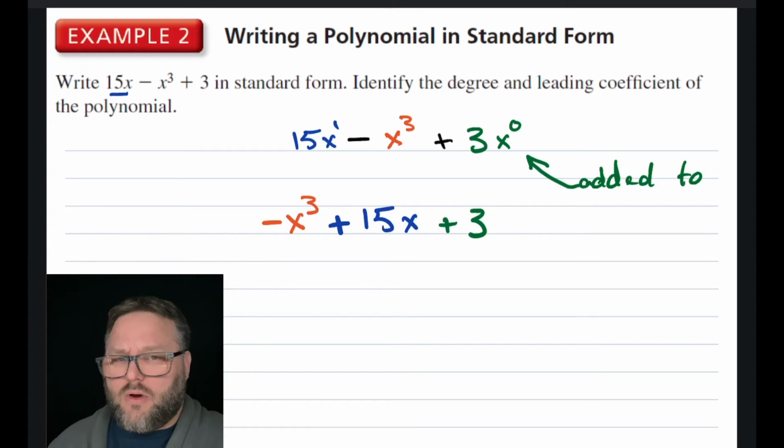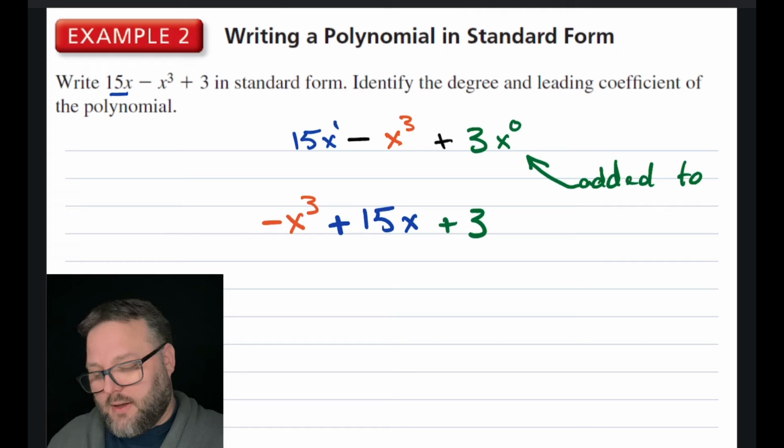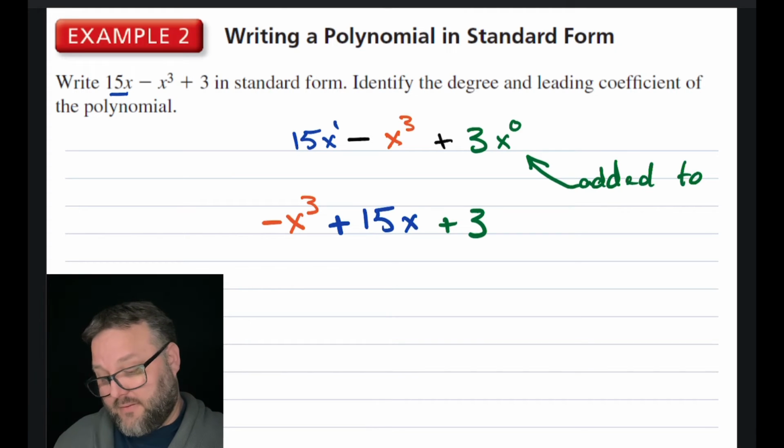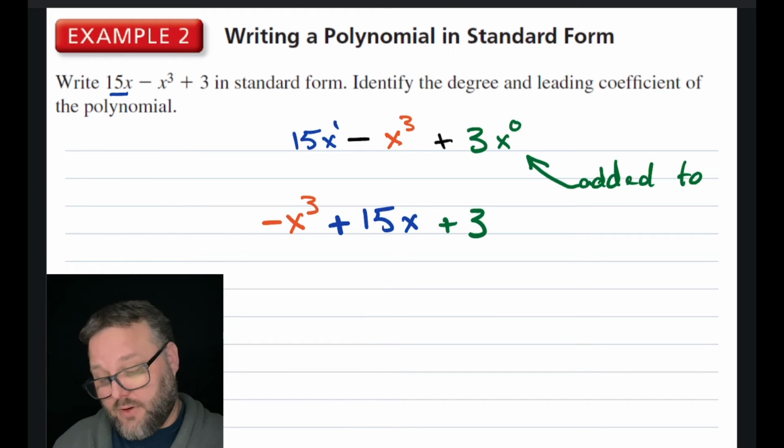Now, again, I'm not going to write x to the 0 because I added that in the first place to remind myself this is still in terms of x. It's just 0. So it's going to be the last one I write down. And here we now have in standard form the original expression that said 15x minus x cubed plus 3. We now have the standard form of that same expression, negative x cubed plus 15x plus 3.